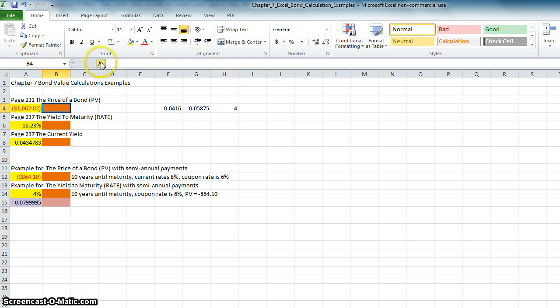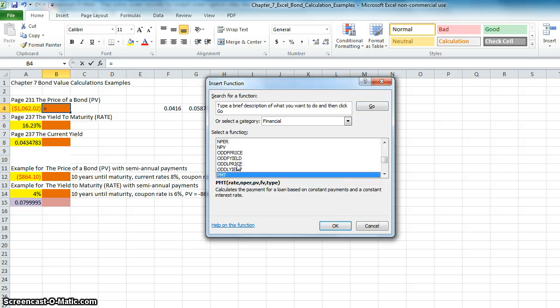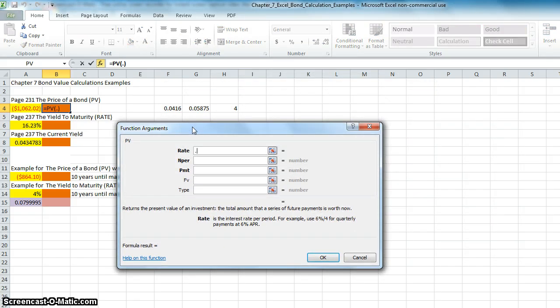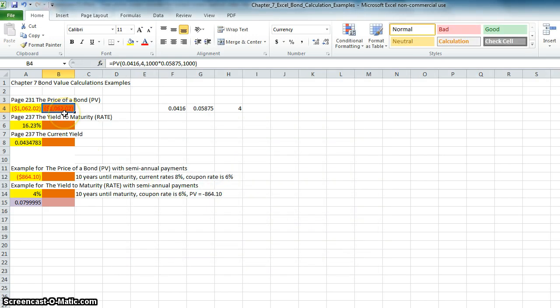So let's go back here, f of x, find PV, present value. We said that the current rate was 0.0416, what an investor can receive. The number of periods was 4 years before this matured. The payment, since the coupon is 0.05875, we're going to take 1,000 times 0.05875, and when the bond matures in 4 years, we get our $1,000 back. So there we got it to match up. It's saying I should be willing to pay $1,062.02 today in order for the right to buy this bond.